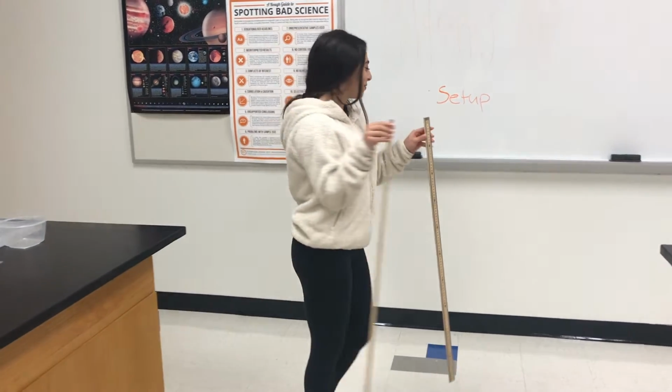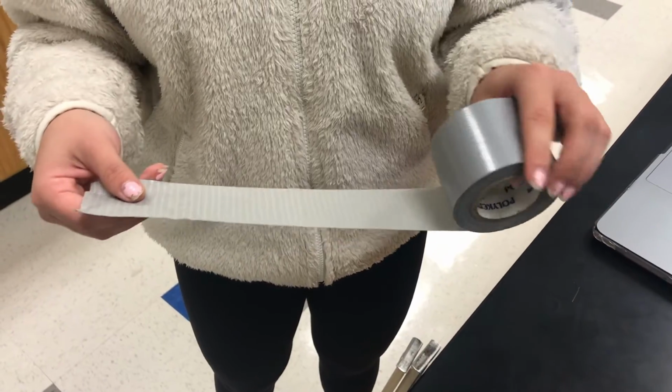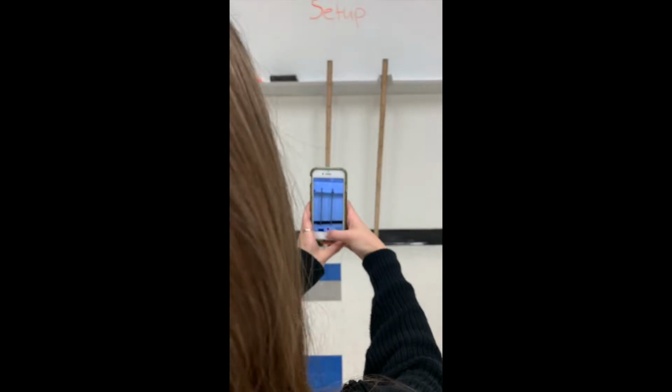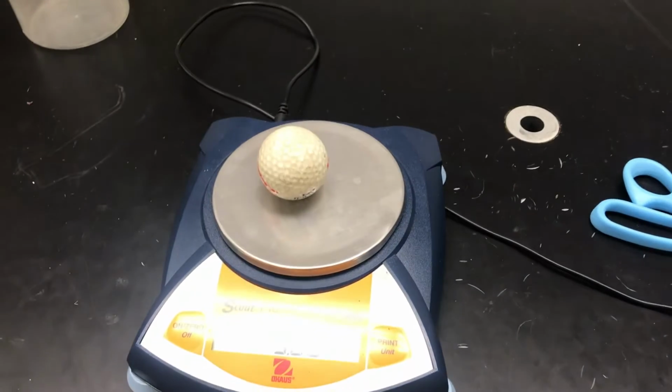This experiment requires 2 meter sticks for measuring length, tape to keep the rulers in place, the Huddle application for measuring time, 2 balls of different sizes and masses to analyze different variables, and a scale to record the mass of the balls.